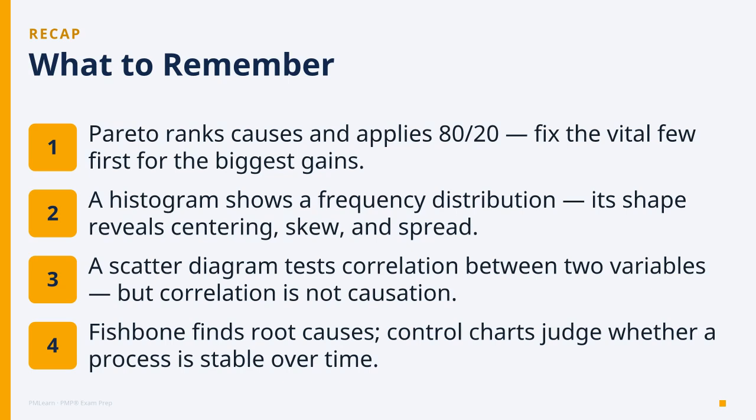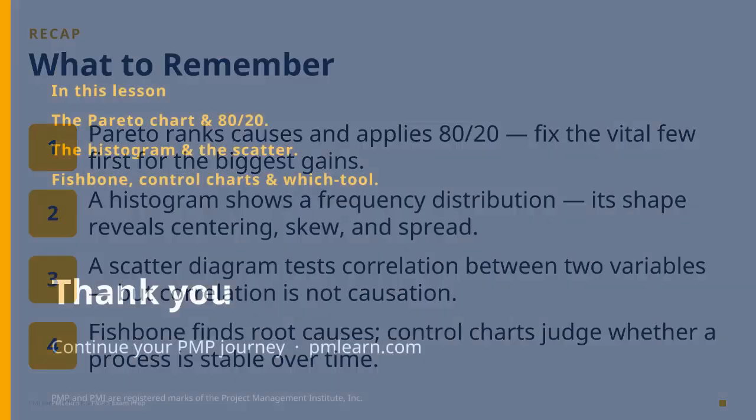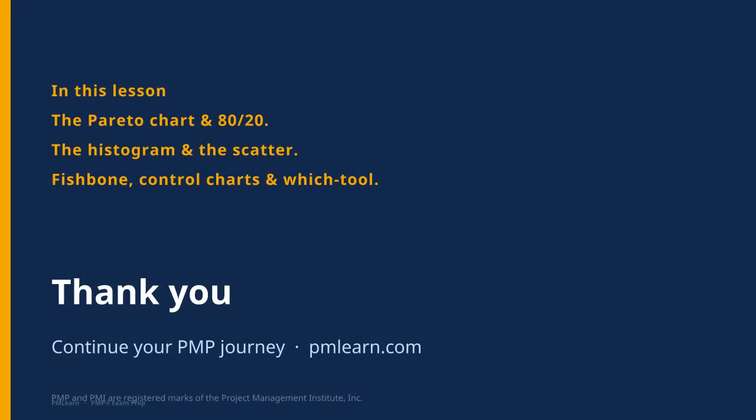And the two supporting tools. The fishbone finds root causes, especially with the 5 whys, while the control chart tells you whether a process is stable over time. That's the Pareto, the histogram, the scatter diagram, and the fishbone and control charts that complete the quality toolkit.